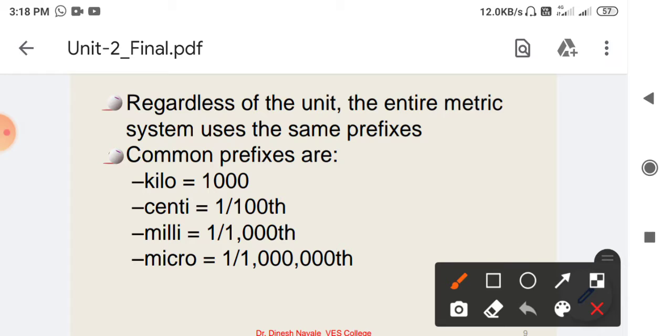So in the previous lecture we have seen the types of variables and the types of measurement systems, that is the SI units and the English, that is American units. So we'll try to see the various base units for the various variables.